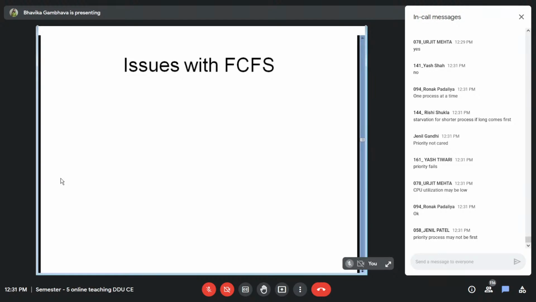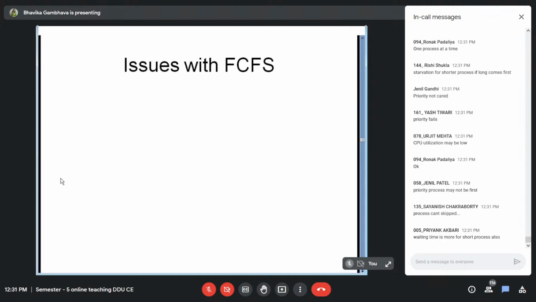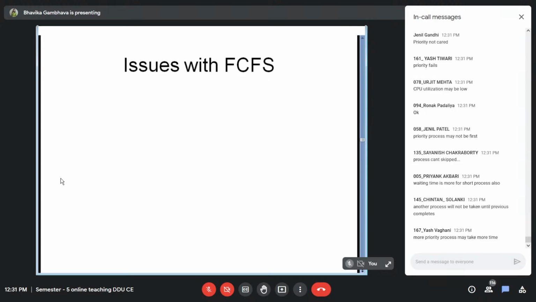No, here we are, Rishi. We are not going for long. Yes, if there are too many long processes first, then the shorter one, if it is new, will feel starvation. That is true. Yes, there is no priority here. Urjit, CPU utilization will not necessarily be low. CPU utilization will not be low because whichever is present, it will always be executing. So CPU utilization is very good here actually.